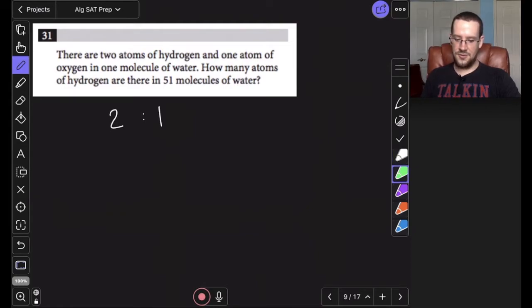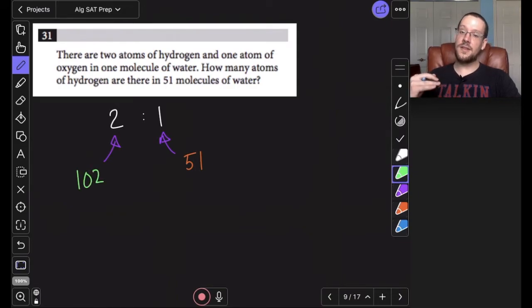Well, hydrogen is 2 times more than oxygen. So if there's 51 molecules of water, that means there's 51 oxygens. And this is a ratio of 2 to 1, so that means that there has to be twice as many hydrogen atoms, so 102. Deceivingly easy. I mean, seriously deceivingly easy.